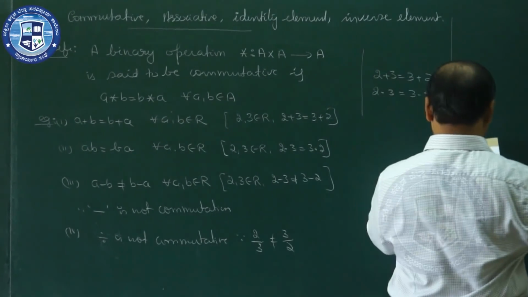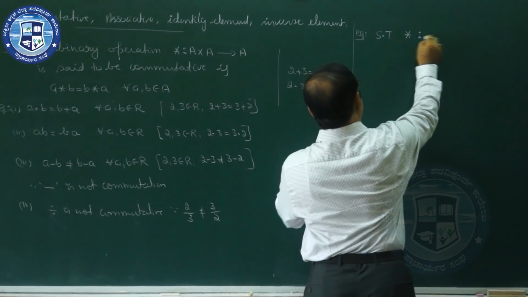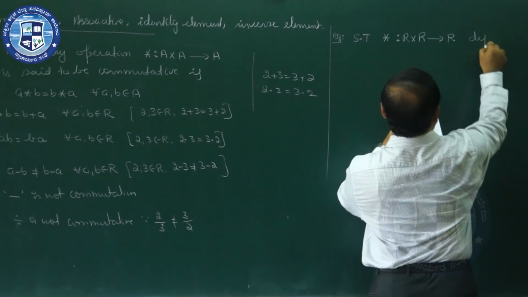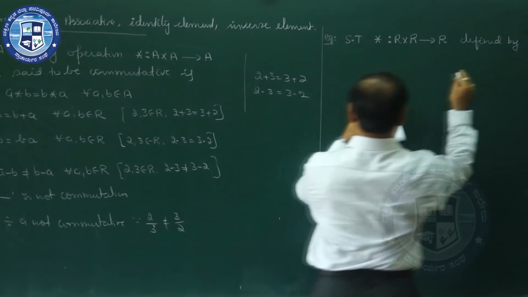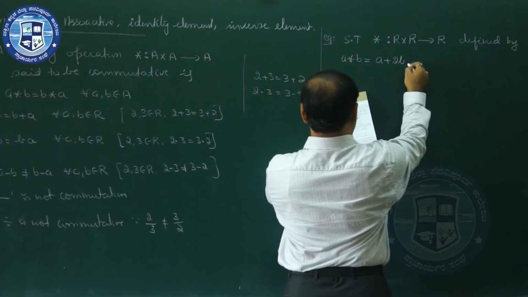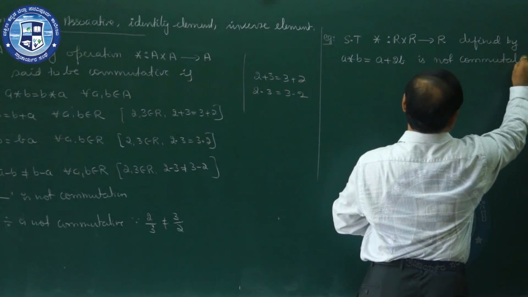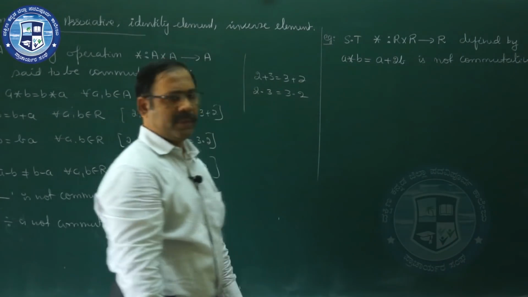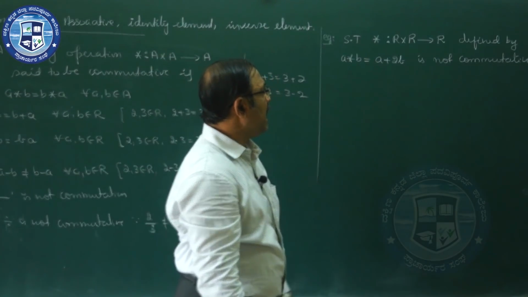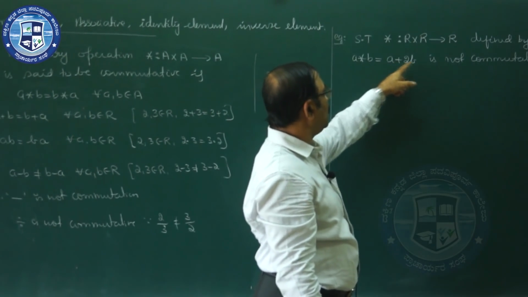Example now. Let us write one example. Say, show that star from R cross R to R defined by A star B equal to A plus 2B is not commutative. So the operation star is given as star from R cross R to R defined by A star B equal to A plus 2B.